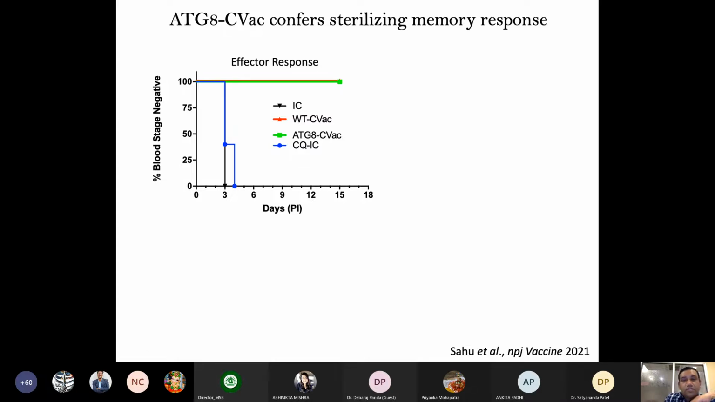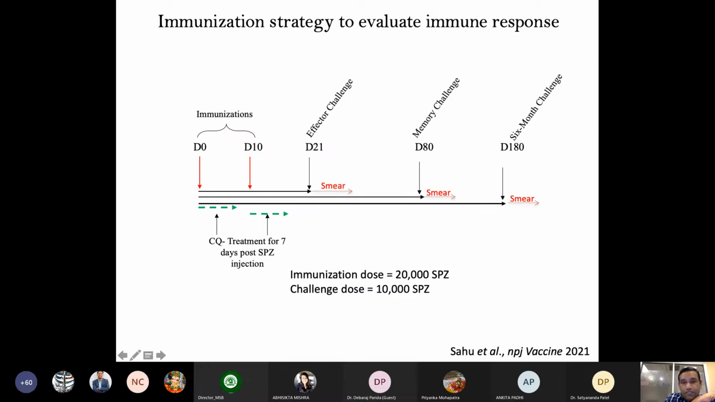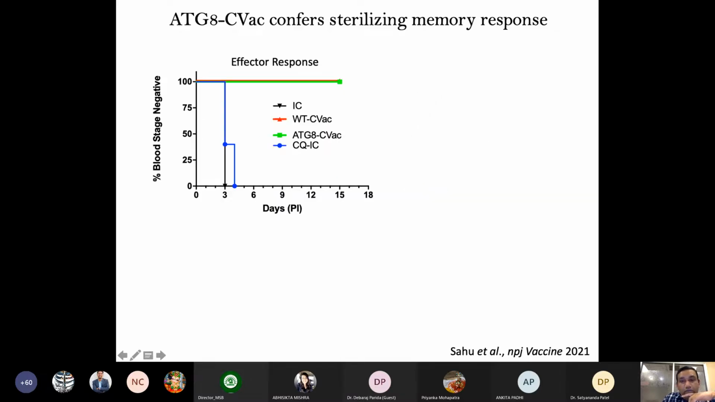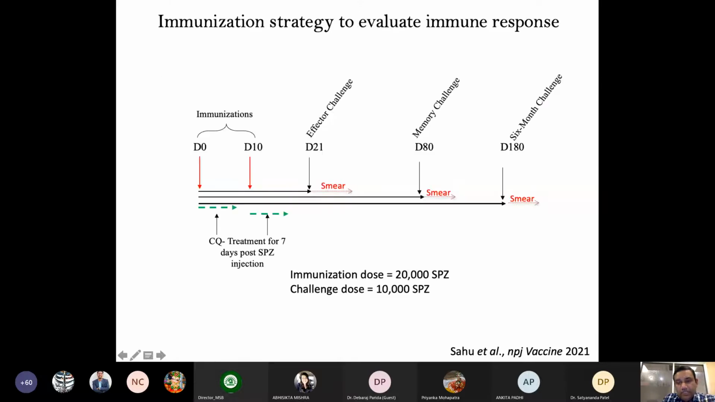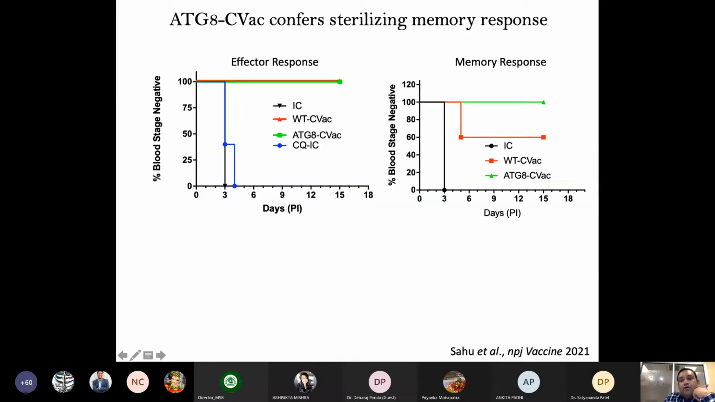Okay, so this is the effector response, like day 21. But when we looked at the memory response, day 80, we saw that with the wild type, 40% of the mice lost protection, but 100% of mice were protected with the ATG8. So our hypothesis is that when they stay in the liver for a longer period of time, they protect better. So that's working. But we don't know what the mechanism is here.